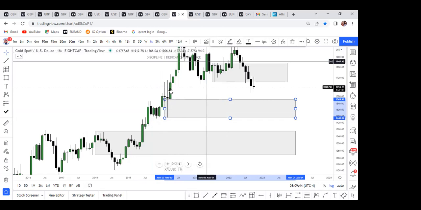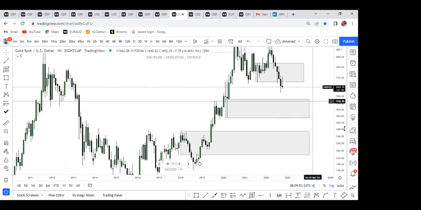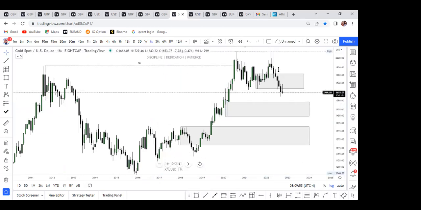So this zone, you can see how we have a clean body candle of this bullish move. That shows that supply was not properly taken out. So that's an unmitigated supply zone. And you see how price is trading down. So this low on the monthly is monthly range liquidity.